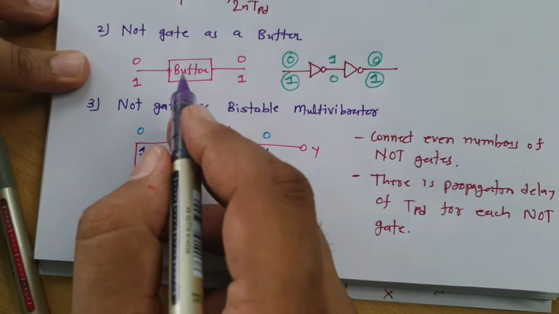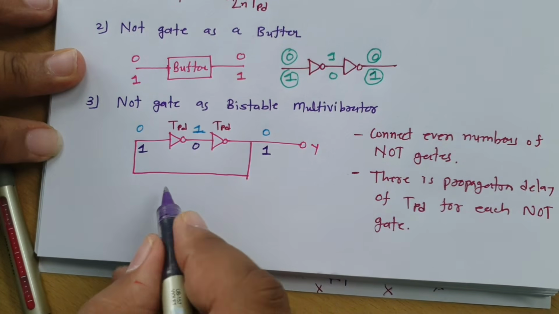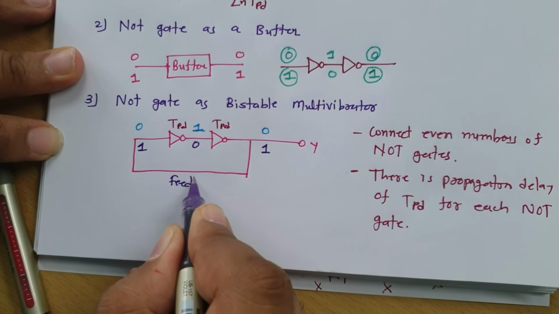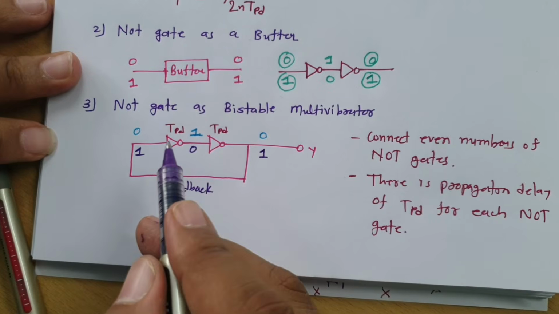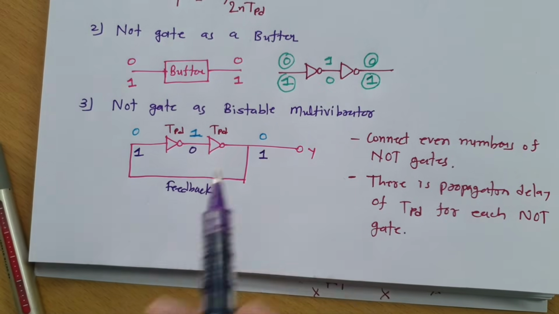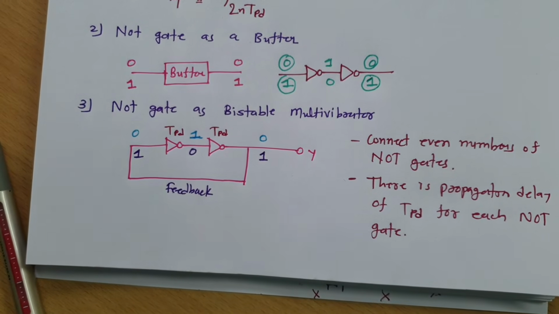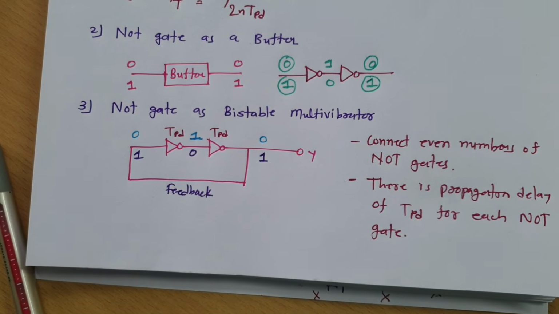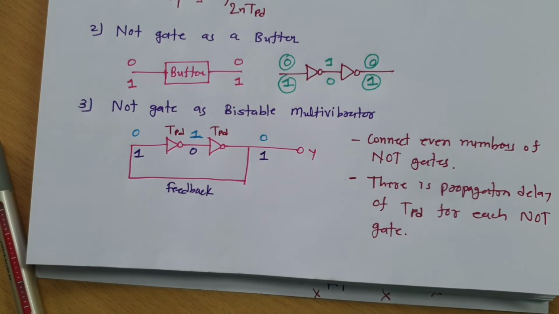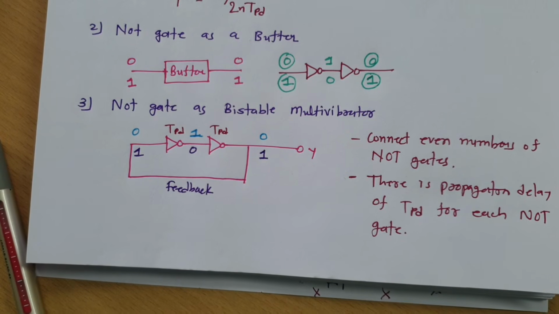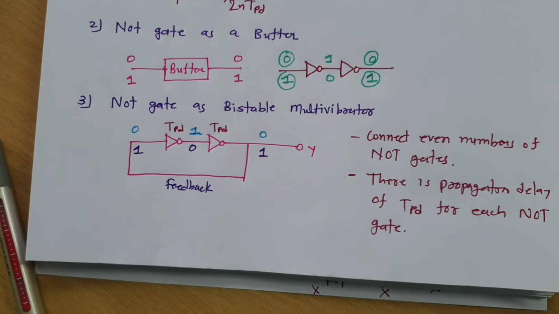The reason is that in a buffer there is no feedback, while there is feedback over here. So with feedback, this circuit explains bistable multivibrator working using NOT gates. So NOT gates can be used as a ring oscillator, as a buffer, as well as a bistable multivibrator.